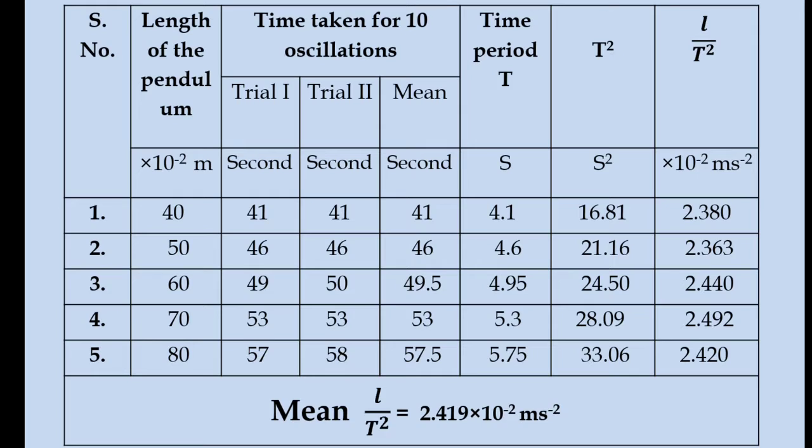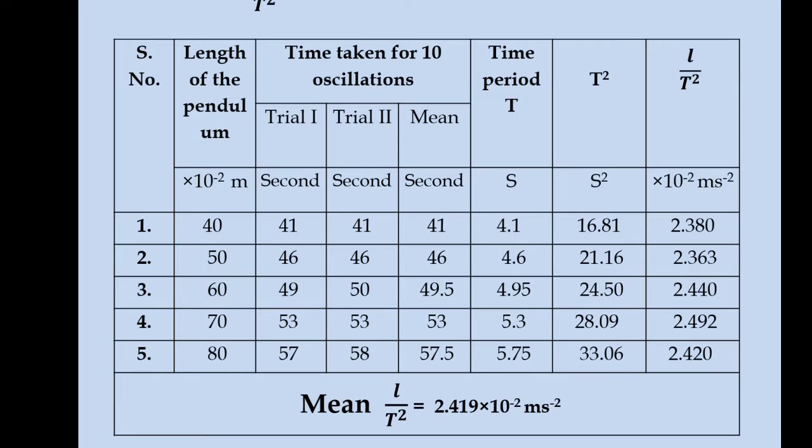For example, for the length of the pendulum of 80, the time taken for the two trials is 57 and 58 respectively, so the mean comes to 57.5. The time period T is the time taken for one oscillation. So we have the time taken for 10 oscillations, and when we divide it by 10, we get the time period.